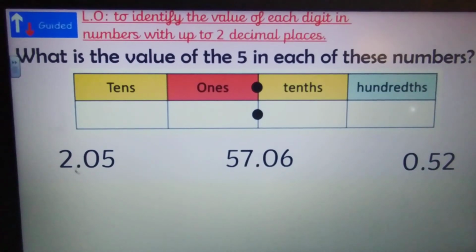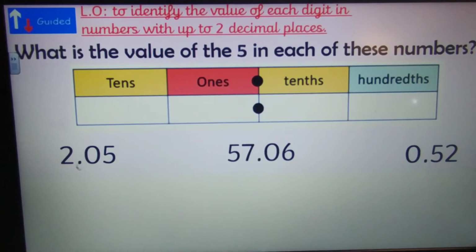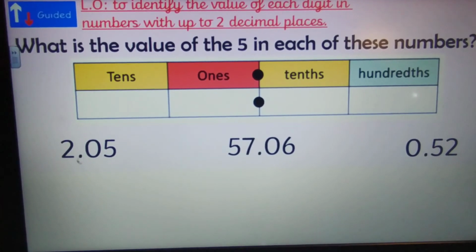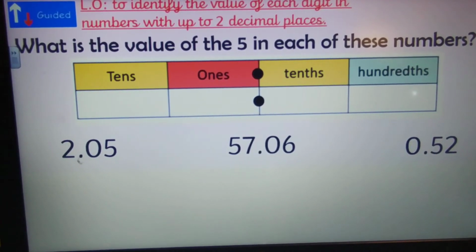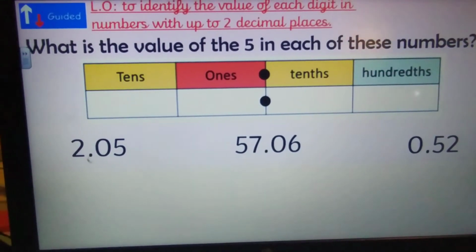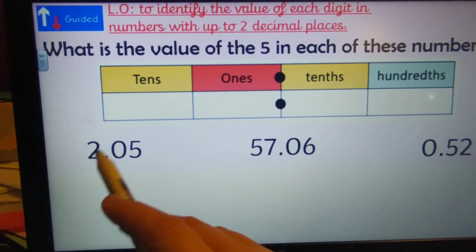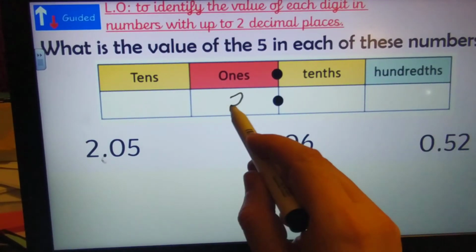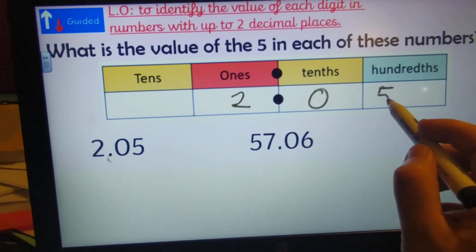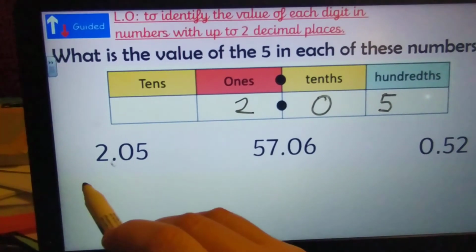So we've got, what is the value of the 5 in each of these numbers? So there's 3 numbers for you to have a think about here. So again, pause the video if you haven't had a go already and have a go at it before you listen to me talk you through it. So the value of the 5 in each number. So each one I'm going to write up in our grid here. So here we've got 2 ones, 0 tenths, and 5 hundredths. So the value of this 5 then is 5 hundredths, and we'd write that like this.